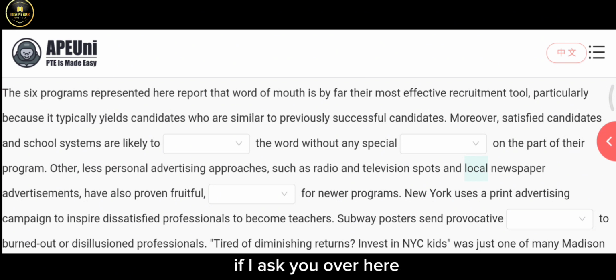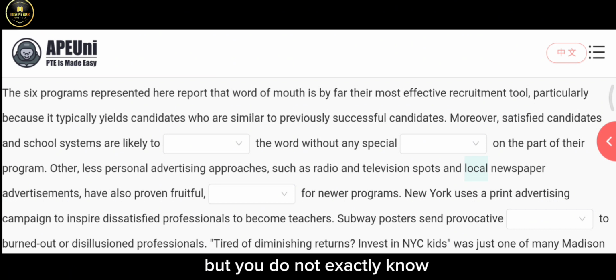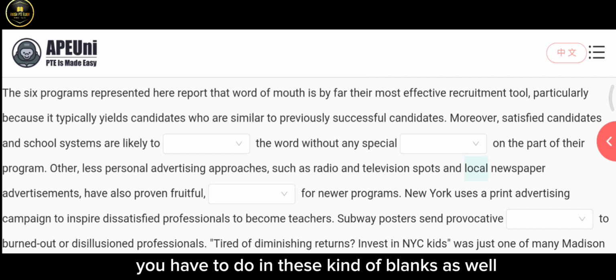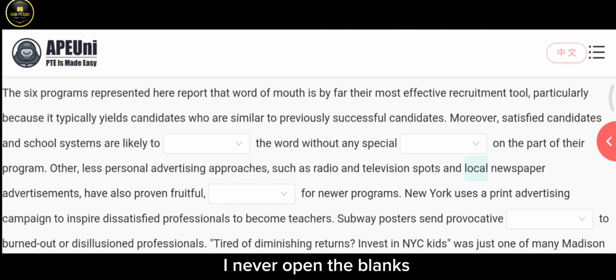Guys, if I ask you over here what is a verb, what is a noun, I guess 70 to 80% of you do not know what a noun is. Yeah, I know that you have heard it, but you do not exactly know what kind of part of speech they are. So sometimes in these kind of blanks, you have to find the missing part of speech without opening the blank. I never open the blanks.